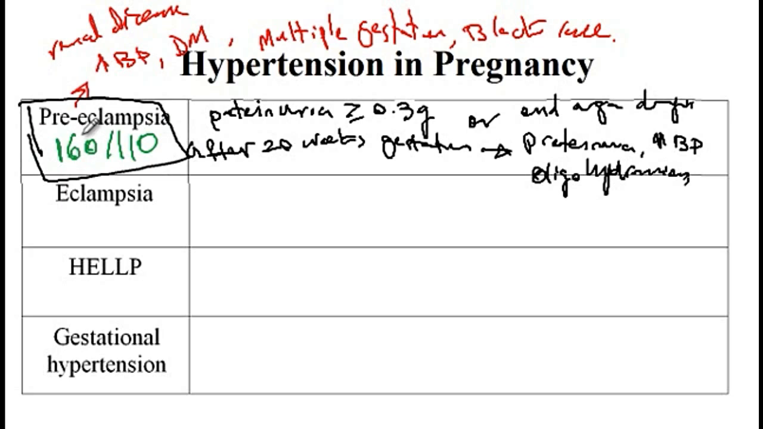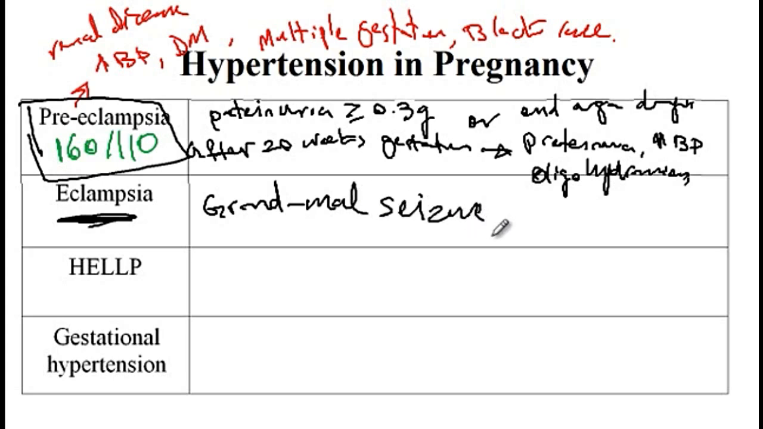Now, one purpose of providing magnesium in these patients that have preeclampsia is to prevent seizure development. However, if a patient with preeclampsia develops seizure, then the definition changes to eclampsia. So eclampsia is a grand mal seizure in a patient that previously had preeclampsia.